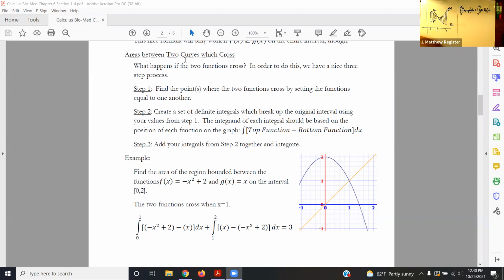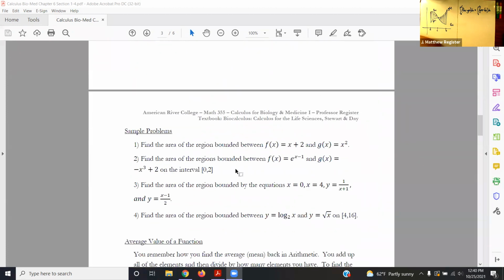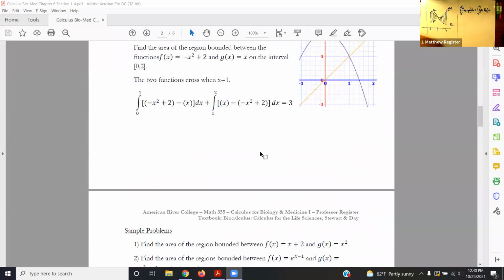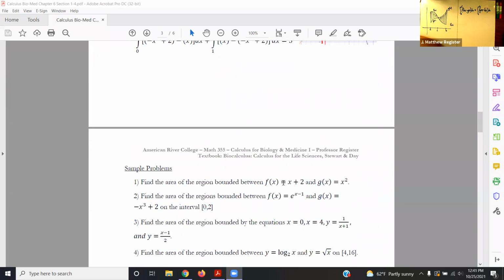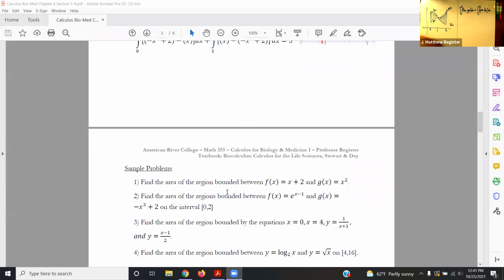That's why often when you have 2 curves which cross, it can take a little bit of time to do them. I have a few problems here. First one is x plus 2 and x squared. And it just says find the area of the region bounded between the two functions. And so it doesn't even say a start point or an end point. It just says find the area of the region bounded between them. The good news is that means that we're only going to have one region which we're dealing with. Bad news is we have to find both the start points and the end points.